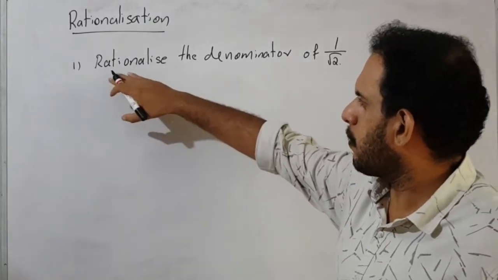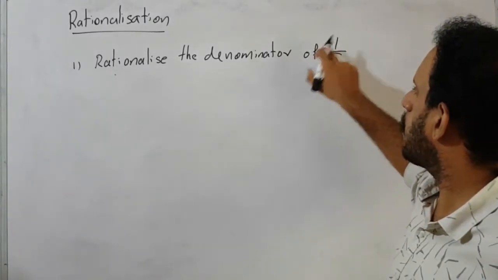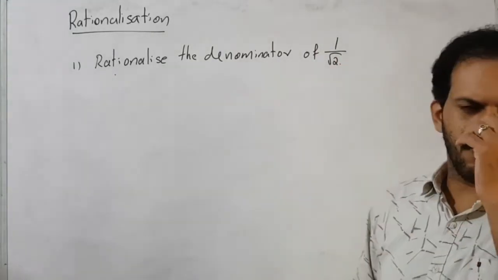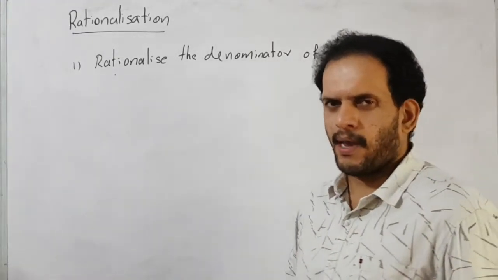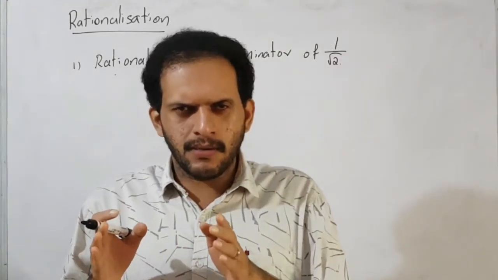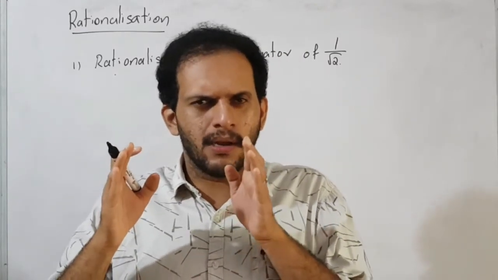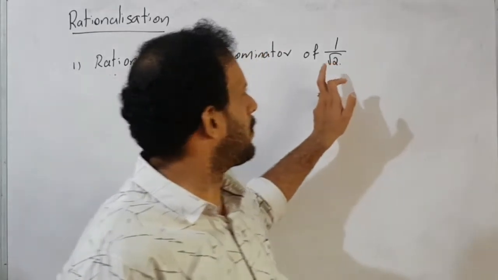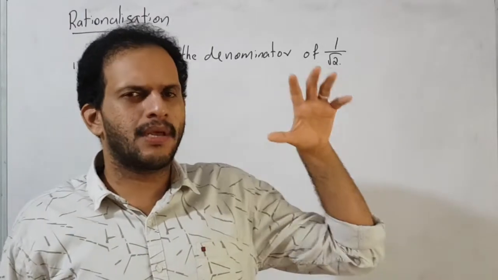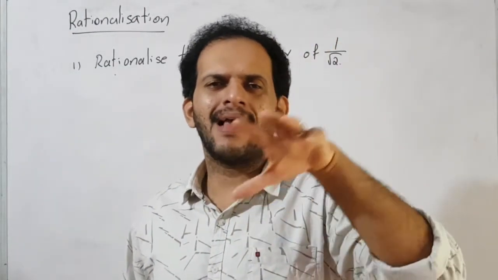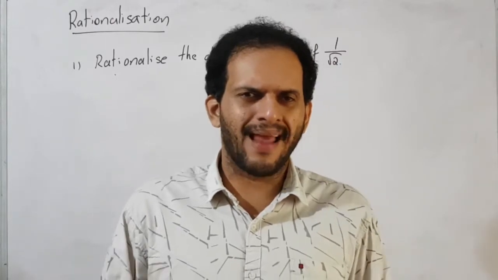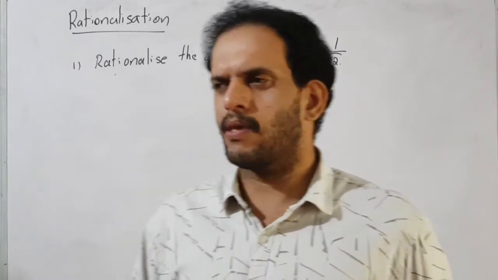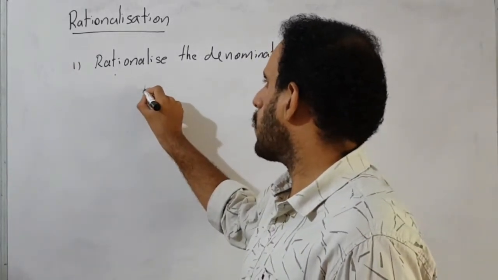Here we need to rationalize the denominator of 1 by root 2. Rationalizing the denominator means changing the denominator into a rational number. Now, this denominator is an irrational number. The question asks us to make the denominator a rational number. Rationalize means to change the irrational into rational. That one is very easy. Here the number is 1 by root 2, correct?